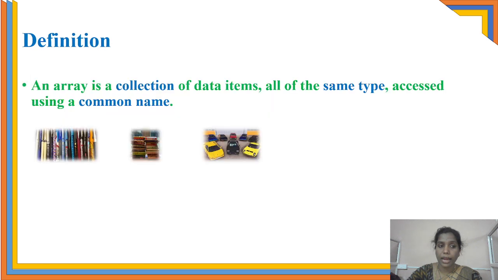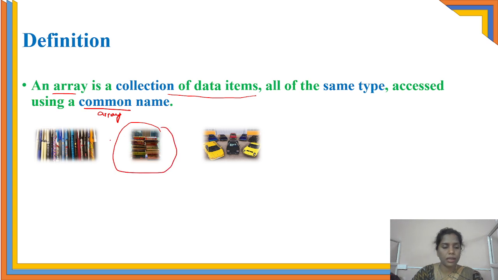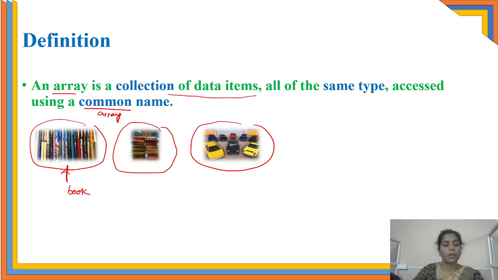we are having arrays. So an array is a collection of same data type elements that will be accessed using a common name, that is the array name. See here, all books are here, all pens are here, all cars are here. In this, no book will be allowed. In this, another data type, like pencil or pen, will not be allowed. Like that, an array is a collection of all same type of elements.